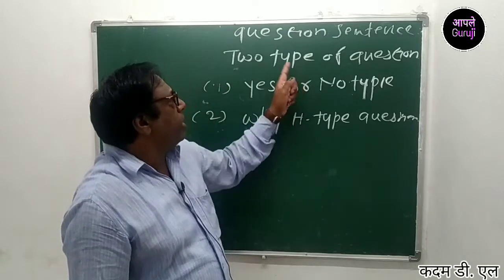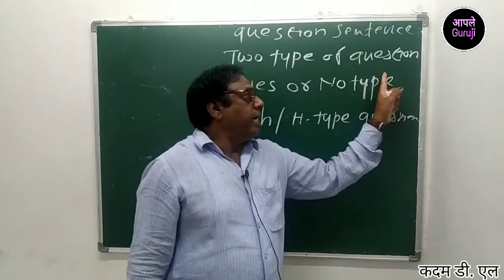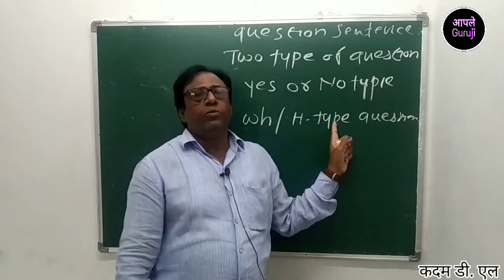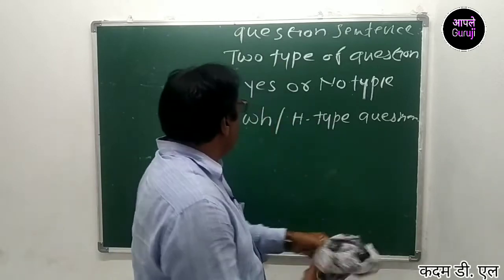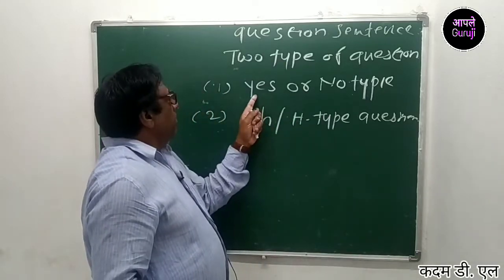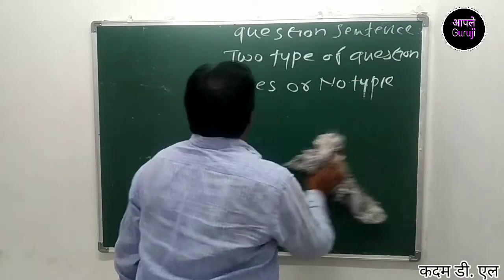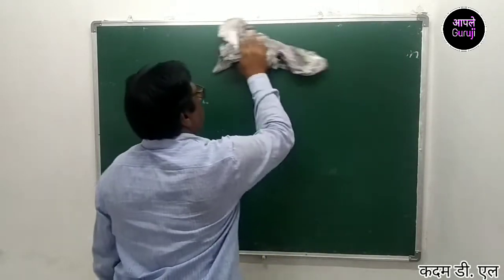It is a very important topic in the English language: how to make questions and at what time we are going to make the questions. So this is the sequence that we are to learn here. See, first of all we see the yes or no type question. So what is meant by a yes or no type question?